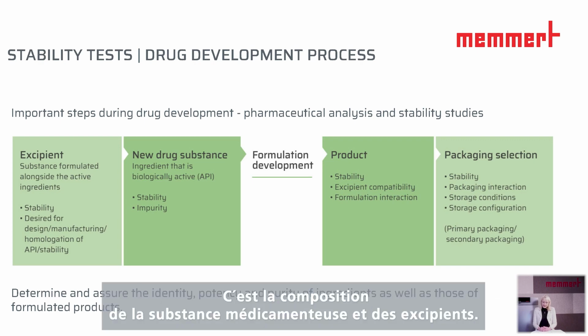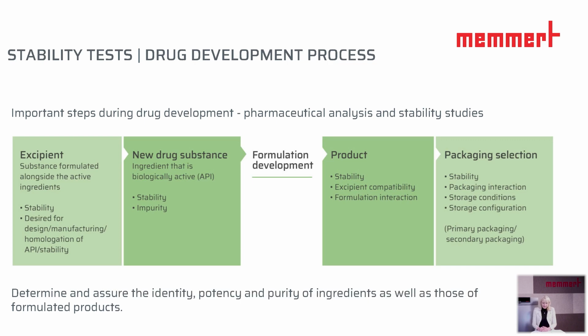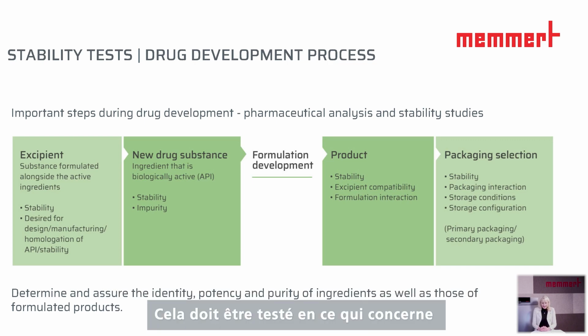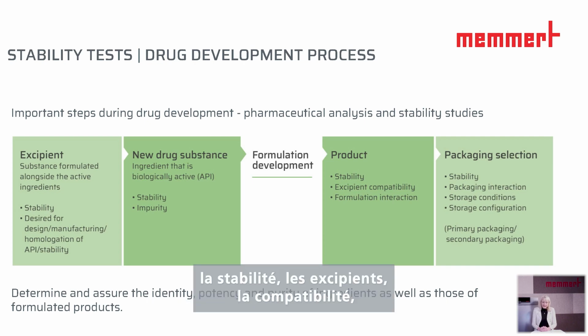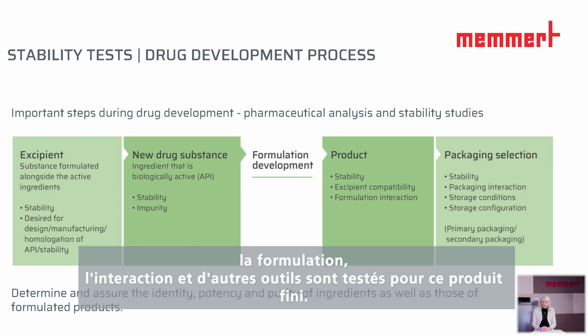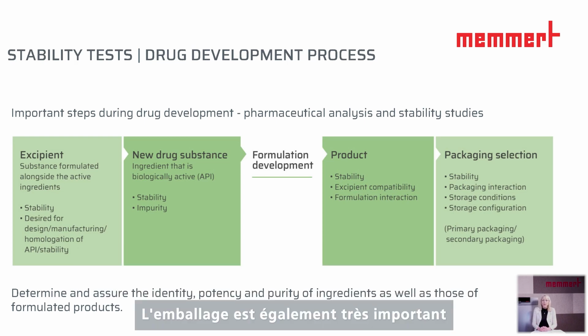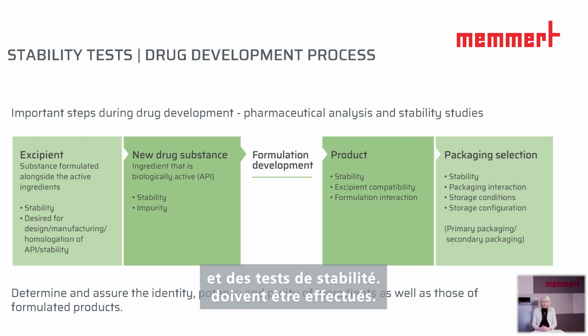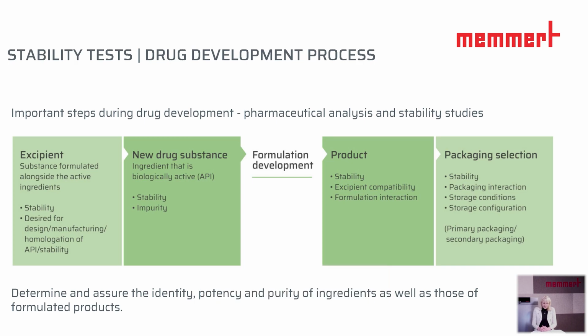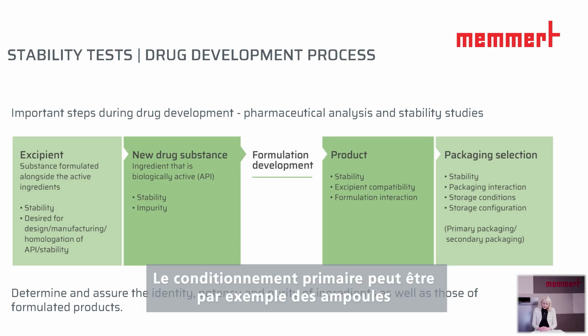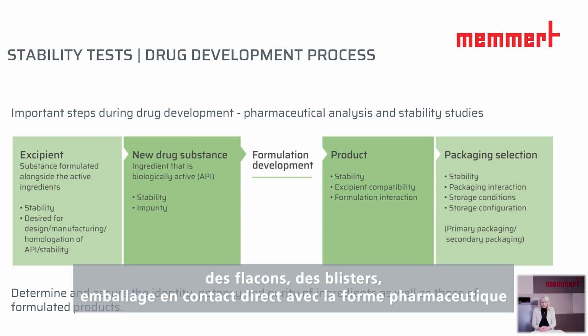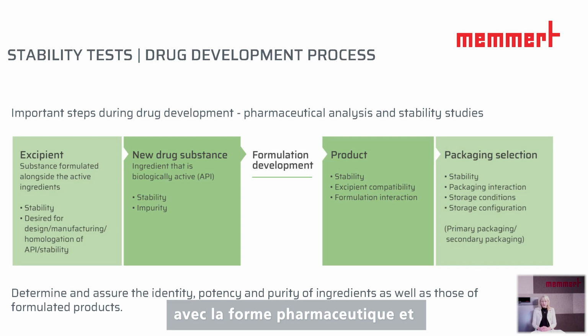This is the composition of the drug substance and the excipients. And then this also has to be tested in regard to stability, excipient compatibility, formulation interaction, and additional to the testing of this finished product, also packaging is very important for the stability testing, and this has to be considered. So we have here primary packaging that could be ampoules, vials, containers, blister packaging. That is the one that is in direct contact with the dosage form.